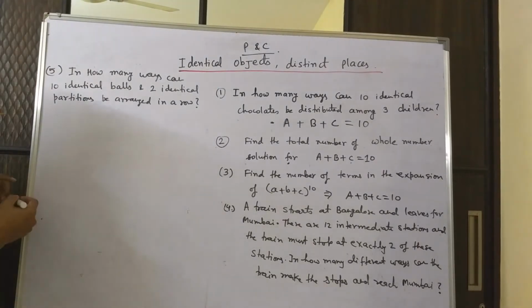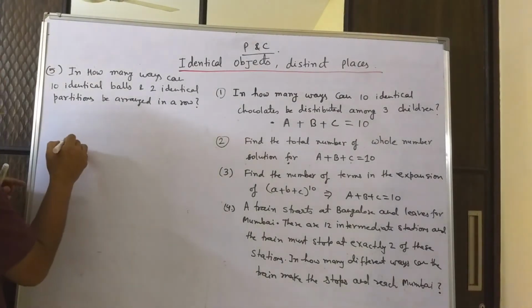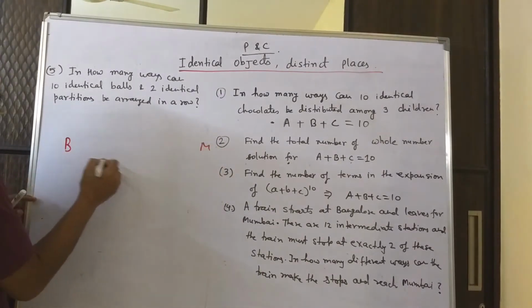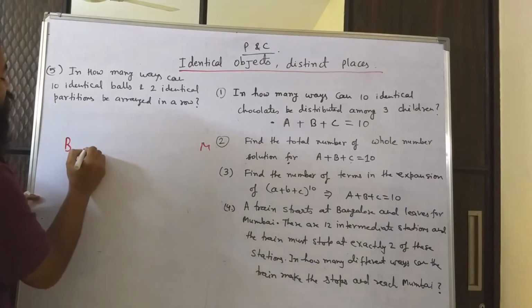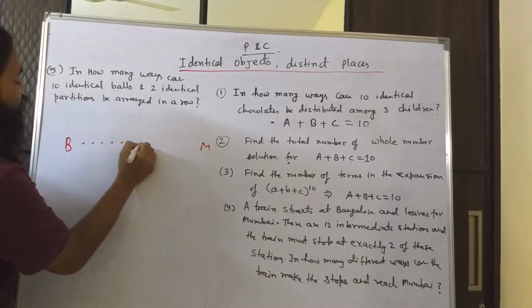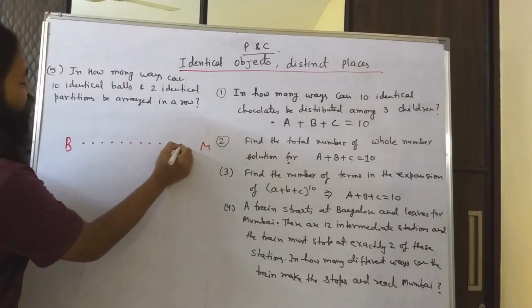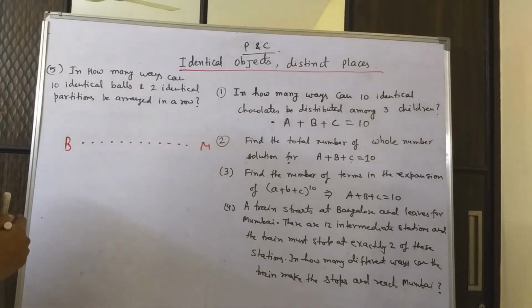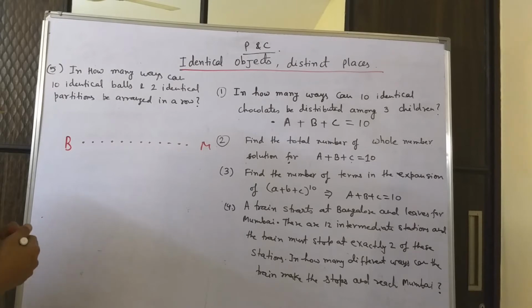So the fourth problem says that a train starts from Bangalore and it goes to Mumbai, and in between it has 12 intermediate stations. So let me take 1, 2, 3, 4, 5, 6, 7, 8, 9, 10, 11, 12. So a train starts at Bangalore and leaves for Mumbai. There are 12 intermediate stations and the train must stop at exactly 2 of these stations. In how many different ways can the train make the stops and reach Mumbai?